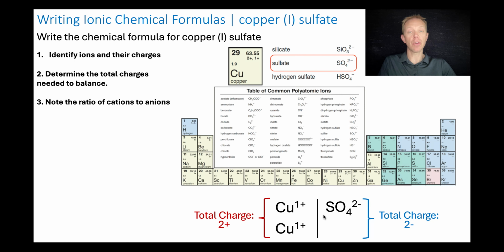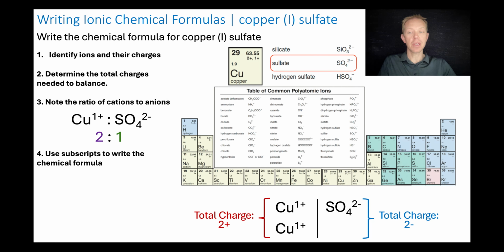Next, we'll look at the ratio of cations to anions, and in this step, we're just looking at how many of each ion we have. So we've got copper 1 plus and sulfate. Here I see I've got two copper 1s and just one sulfate. So the ratio is 2 to 1.